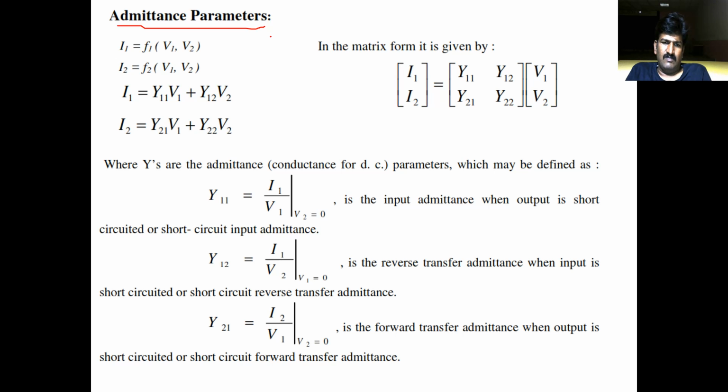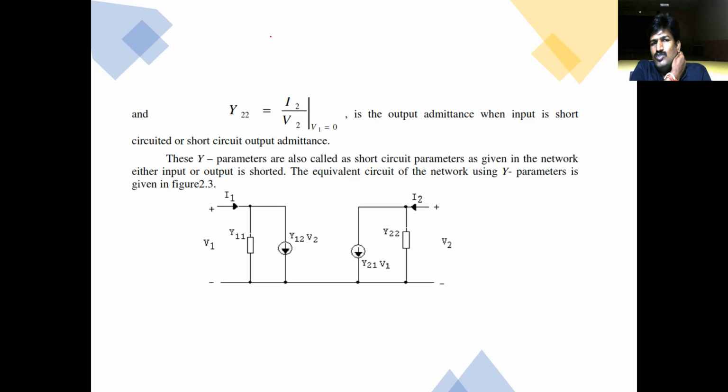And Y21 is I2 divided by V1, where the output circuit is short circuited. This is the forward transfer admittance. Y22 is I2 divided by V2. It is the output admittance when the input circuit is shorted. These Y parameters are also called short circuit parameters. Z parameters are also called open circuit parameters.